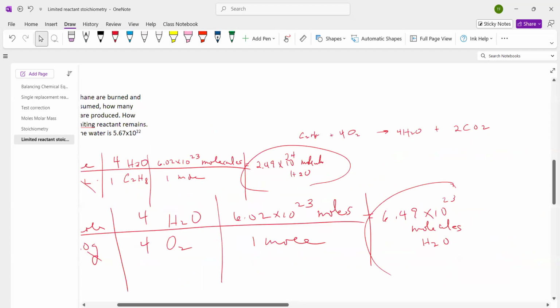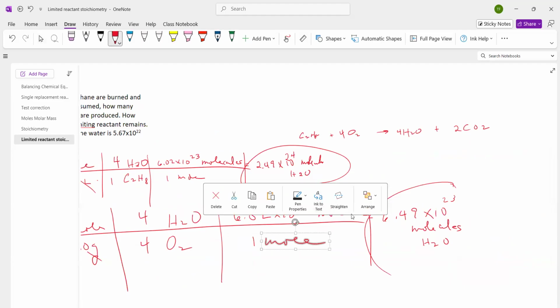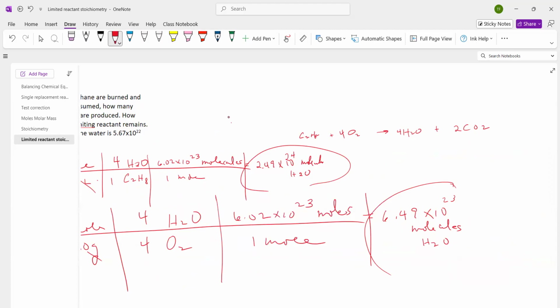Okay, so oxygen limits the reaction again. It produces less molecules. Oh, I mean, it actually should be molecules over mole. And this is an L also. Okay, so what's the limiting reactant? Produces less molecules of water, hence it's the limiting reagent.